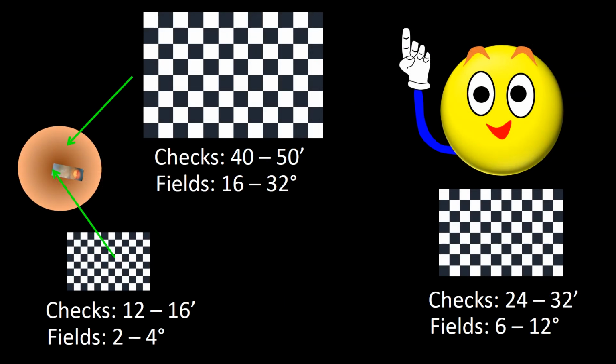All this boils down to a few facts. Large checks in a large field stimulate the peripheral retina. Visual evoked potentials obtained using these parameters are minimally affected by defocusing or decreased visual acuity. Small checks in small fields stimulate the central retina. Visual evoked potentials obtained using these parameters are very sensitive to defocusing and decreased visual acuity. Middle-sized checks in middle-sized fields are a good compromise for most studies.